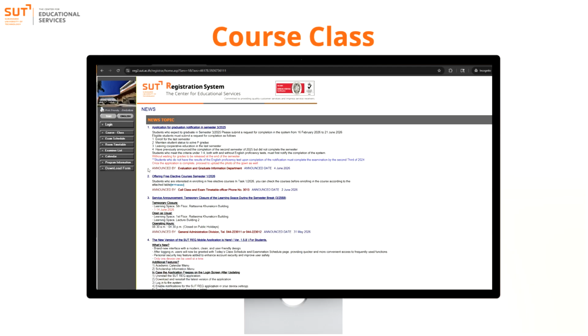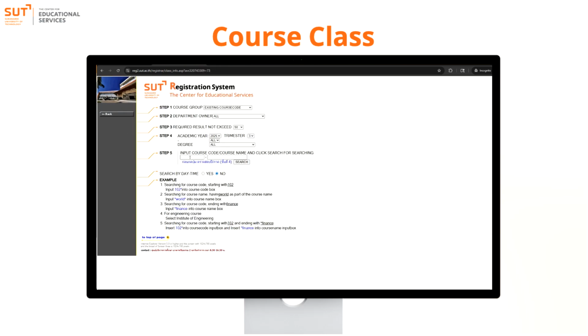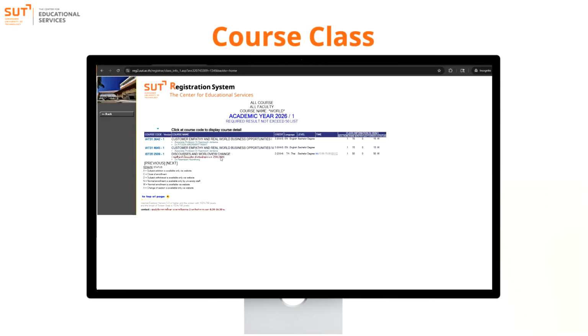Now, let's look at the course class search system, which allows you to look up available course offerings and class details. As you can see, the system guides you through a simple 5-step process. Step 1 and 2, choose your course group academic year and select the department owner. Step 3 and 4, set your desired maximum results and select your degree level, such as a bachelor's degree. Step 5, input your course code or course name and click search. The page also provides helpful wildcard search examples at the bottom. For example, typing an asterisk before or after a keyword like 102 or world helps you find specific course sections or topics quickly.